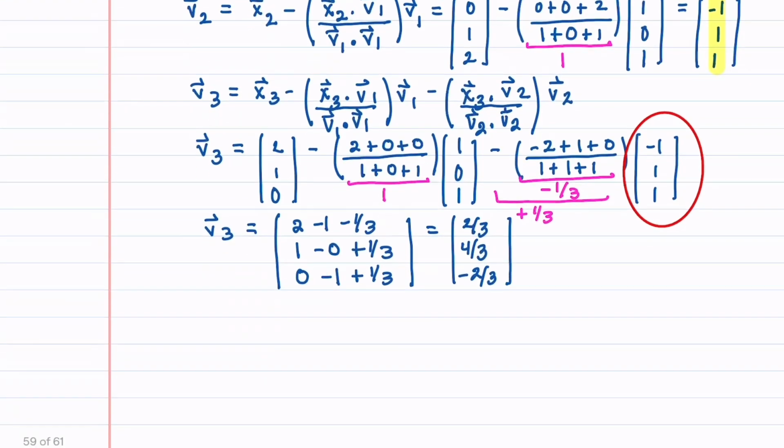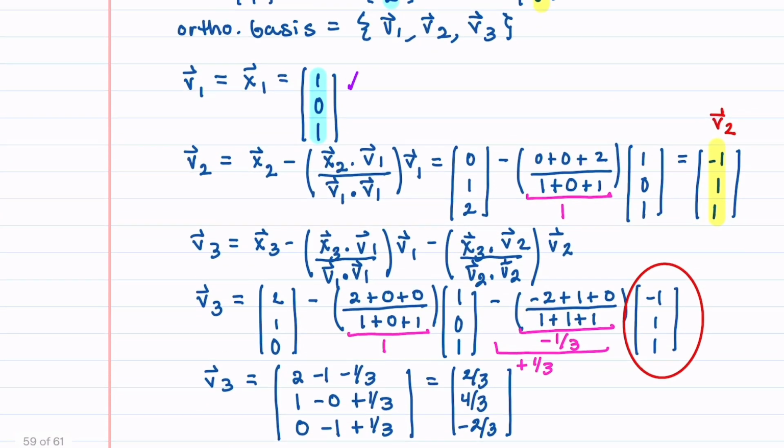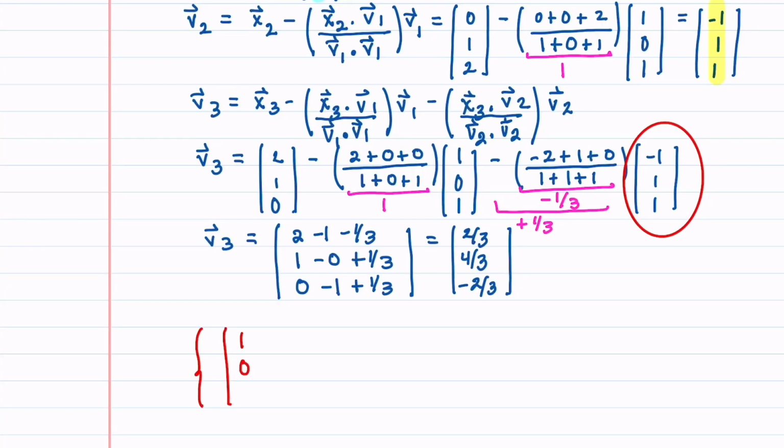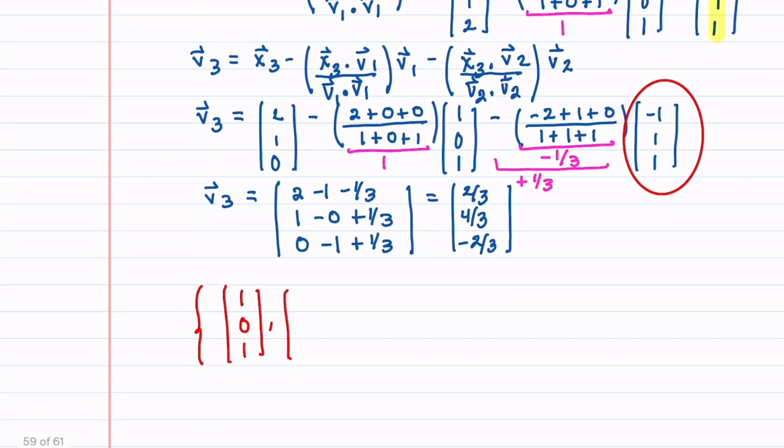Let's now write our answer down below. The orthogonal basis for the column space of matrix A is going to contain these vectors. V1, that's 1, 0, 1. And then V2, that's highlighted up in yellow, minus 1, 1, 1. And then the one we just computed: 2/3, 4/3, and a minus 2/3. And that's our final answer.